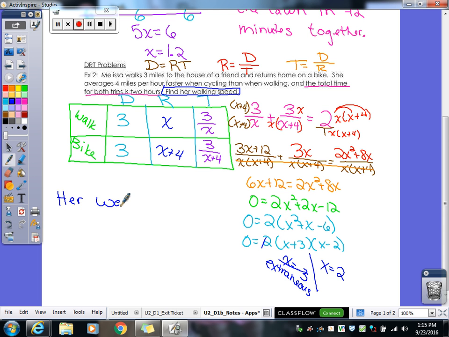No, we're moving beyond reject. Extraneous. So her walking speed is 2 miles per hour. Remember, her walking speed was just x. X is 2, so her walking speed is 2 miles an hour. What if they wanted her biking speed? It would be 6 miles per hour. Good. So far, so good? Not too bad? Getting some practice with those equations.